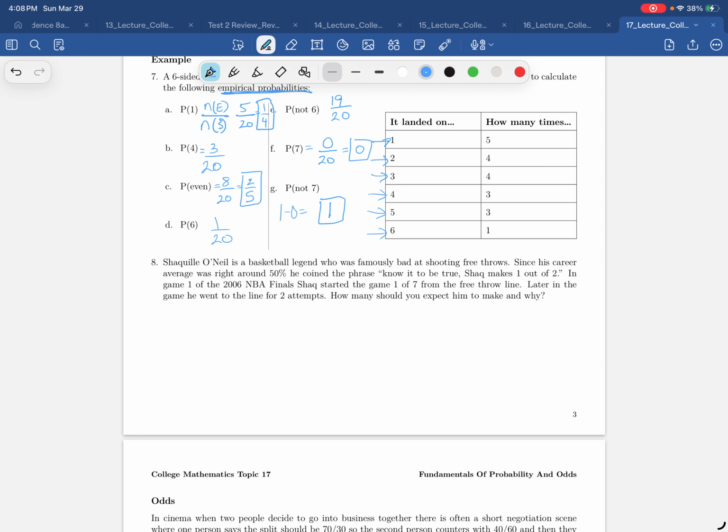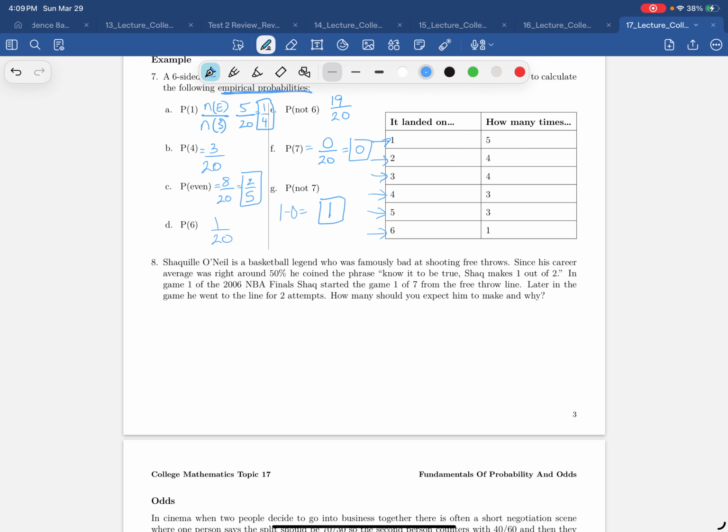I'm sorry, Shaq. In Game 1 of the 2006 NBA Finals, Shaq started the game 1 of 7 from the free throw line. Later in the game, he went to the line for 2 more attempts. How many should you expect him to make, and why?